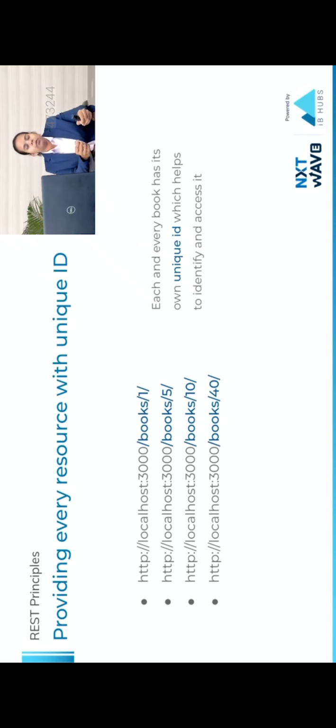You might be wondering, you can even write it as /book?book_id=1. That also will work, right? But according to the REST principle, when we are using a particular URL to identify a resource, we have to make use of the path parameter and write it in this manner. This is one principle, where each resource should have a unique ID using which we can identify it and access it.